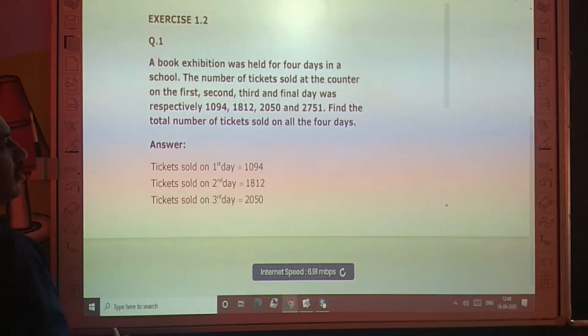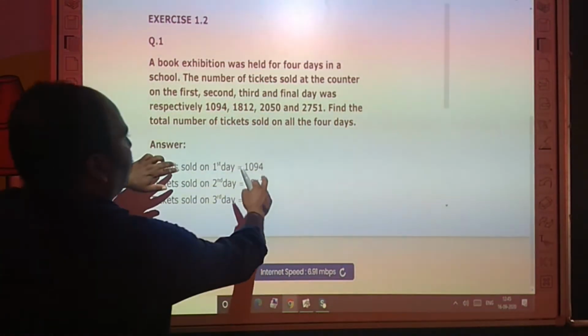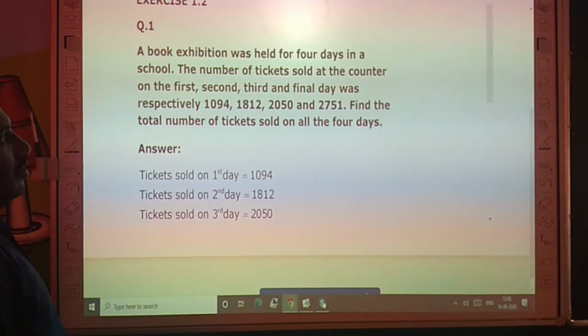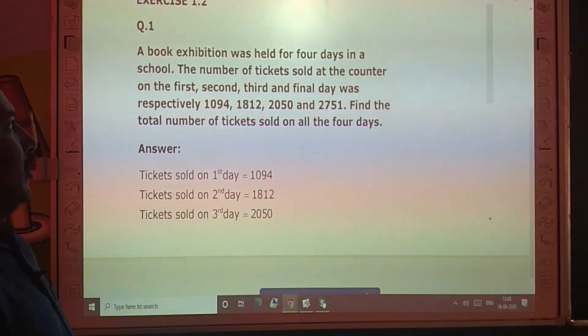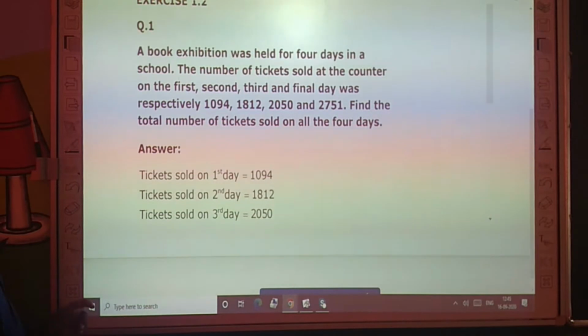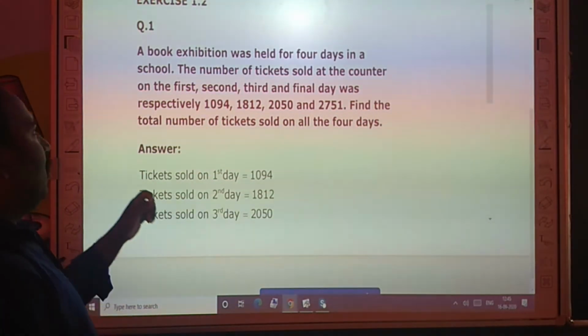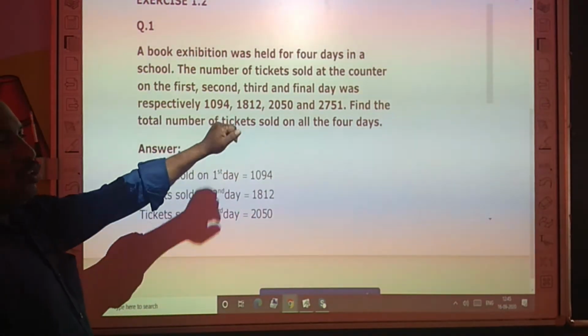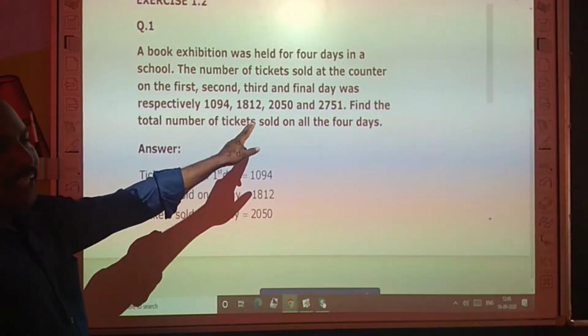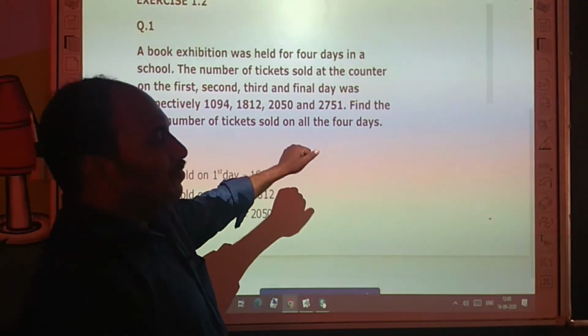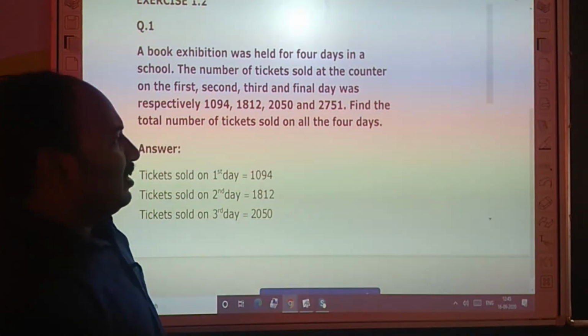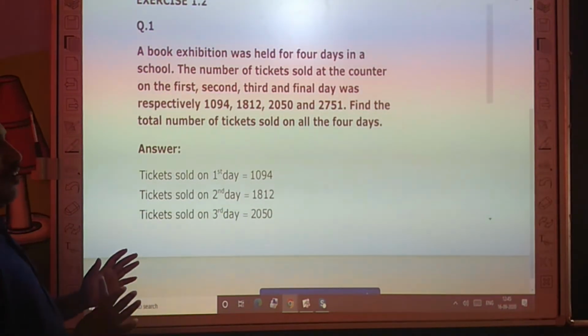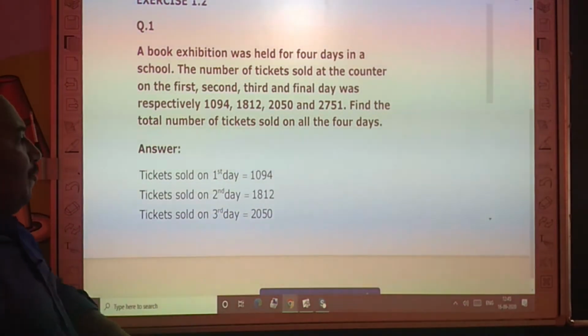Next one, exercise 1.2. It's a word problem. Question number 1. A book exhibition was held for 4 days in a school. The number of tickets sold at the counter on the first, second, third and final days was respectively 1,094, 1,812, 2,050 and 2,751. Find the total number of tickets sold on all 4 days.